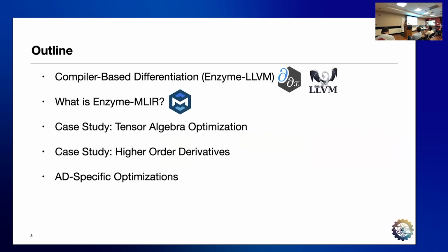The outline for today's talk is I'll be talking about compiler-based differentiation. Then I'll give an introduction into what Enzyme MLIR is. Then I'll talk about case studies, like how you can use tensor algebra optimization and higher order derivatives in combination with Enzyme MLIR. Finally, I will talk about AD-specific optimizations that you can do in Enzyme MLIR itself.